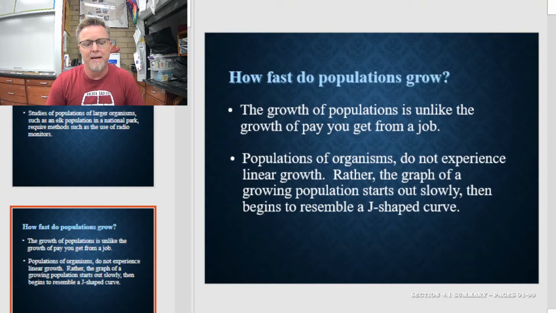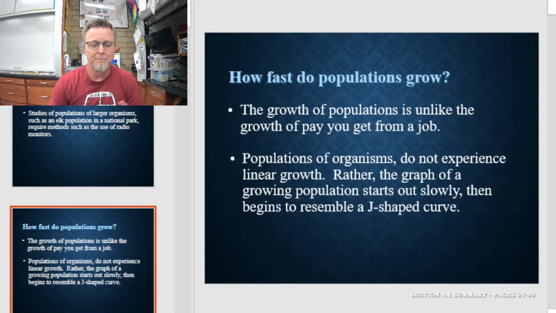Next thing we're going to look at is how do populations grow? So when you think about population growth, I want you to think about two terms, linear growth and exponential growth. Linear growth is growth that is very similar to what you might experience later in life when you get a job and you start earning a paycheck.